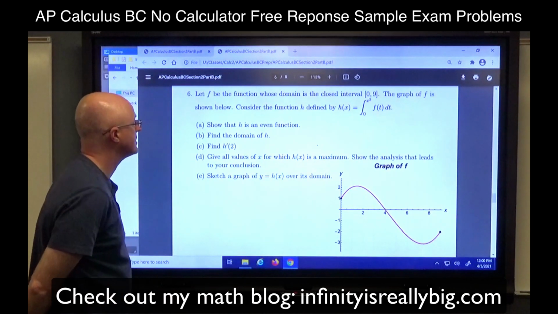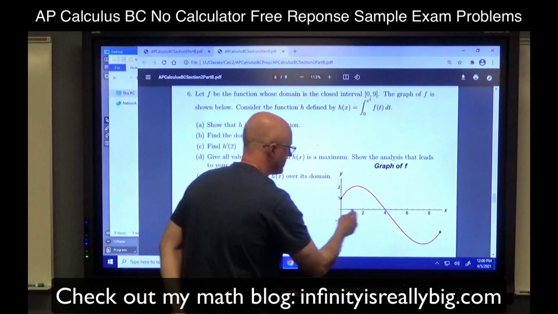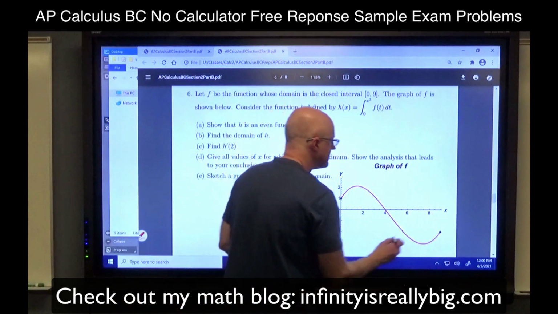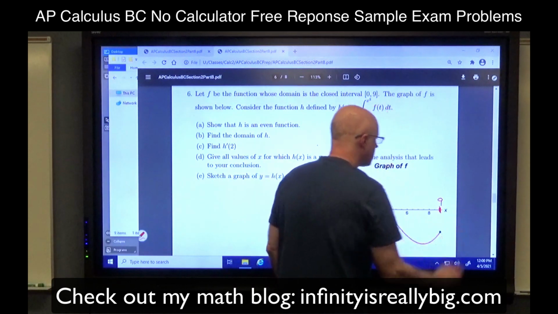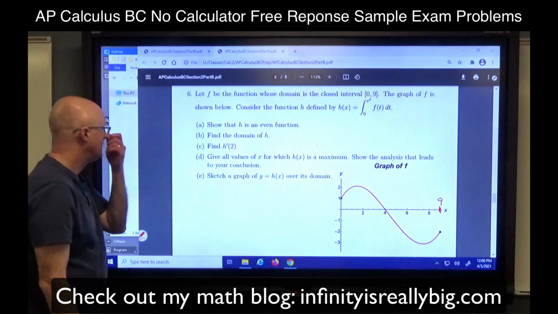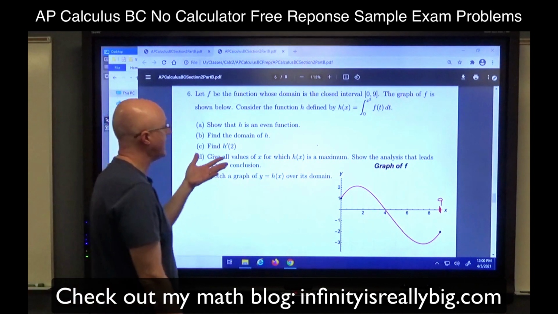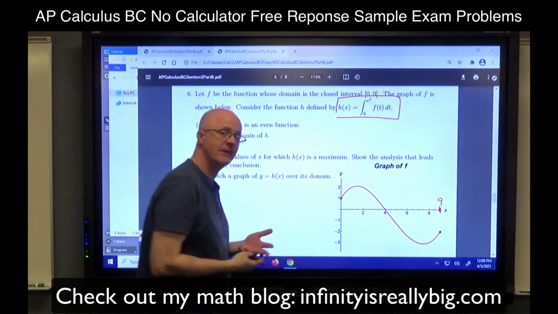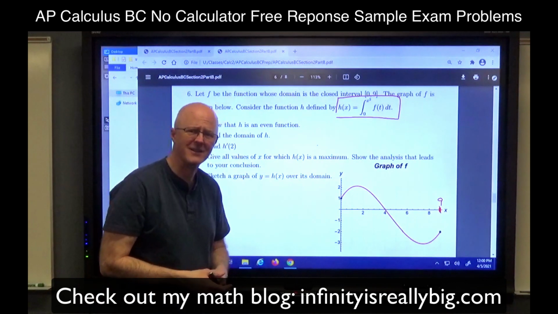Let f be the function whose domain is the interval from 0 to 9, like you see here. There's the domain from 0 to 9. 9 is right there. That's f. The graph of f is shown below. Consider the function h defined by this formula. H of x is an integral of f, but not from 0 to x, instead from 0 to x squared.